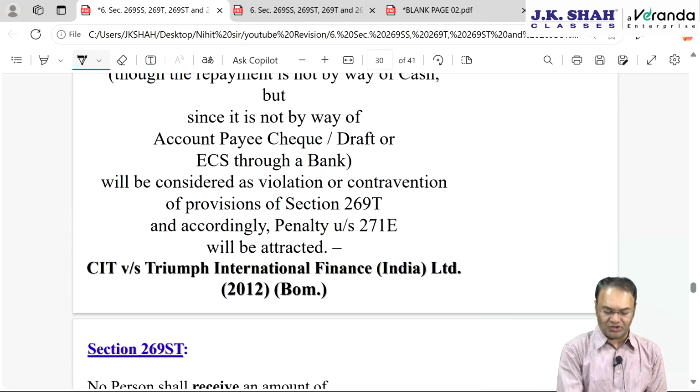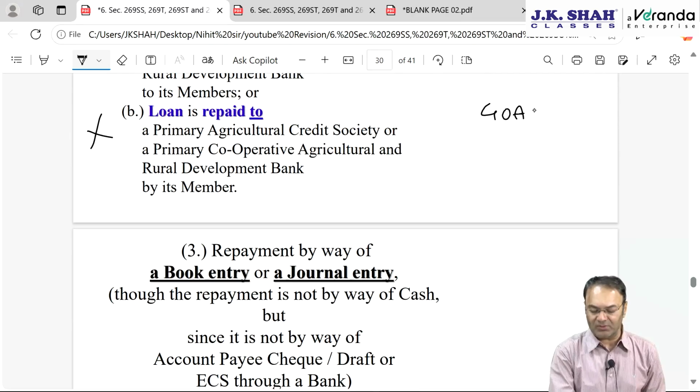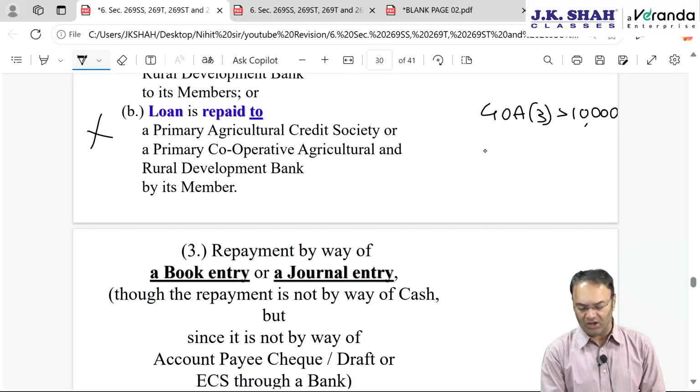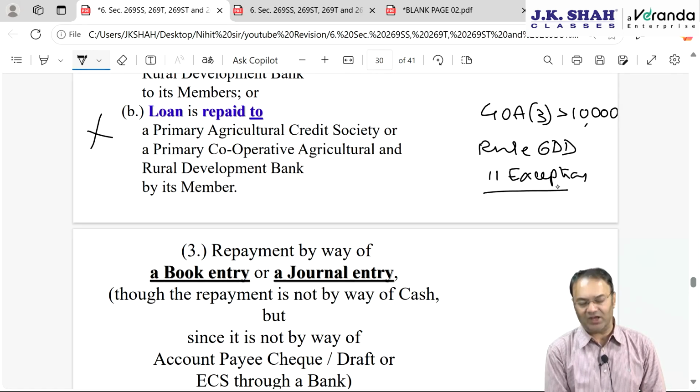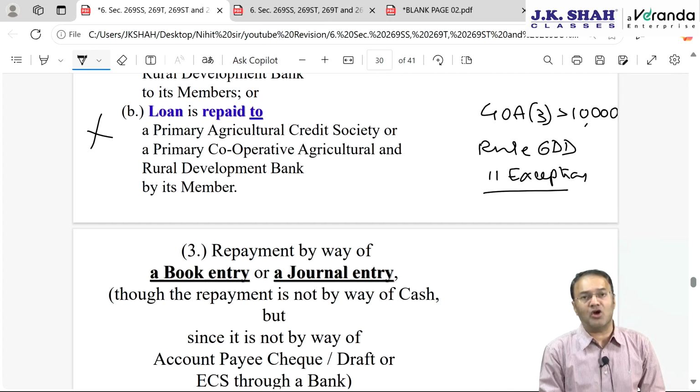Okay, then the Bombay High Court decision of Triumph International. If you recollect 40A(3), cash expenditure exceeding 10,000 in one single day, sometimes 35,000. This is a single day limit for a single person, agreed. Here, Rule 6DD, there were 11 exceptions. One of the exceptions, if you recollect the PGBP chapter, out of the 11 was payment by way of book entry or journal entry. So for 40A(3), transaction by way of book entry, journal entry, squaring off against each other, that was one of the exceptions. So that exception is not available here in 269SS and 269T.